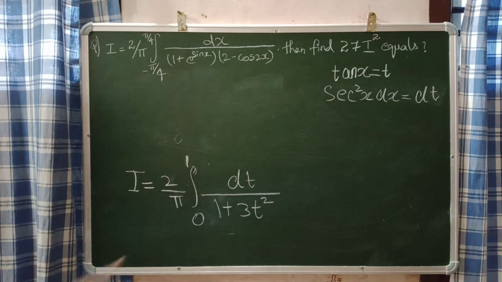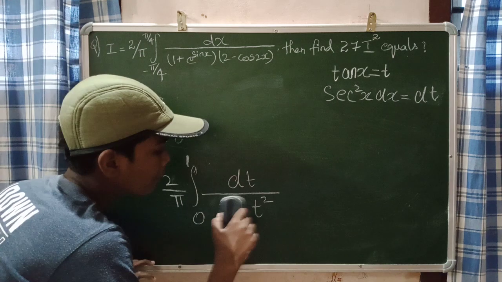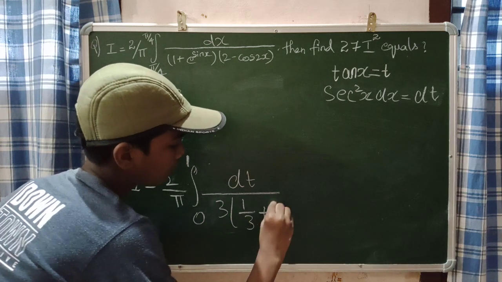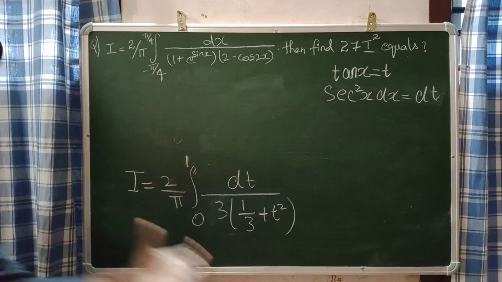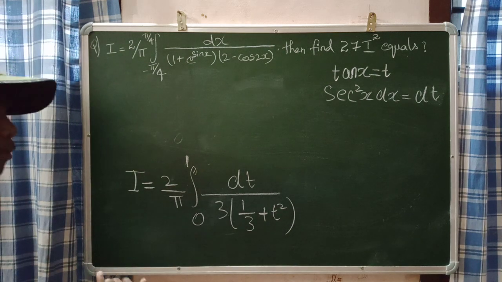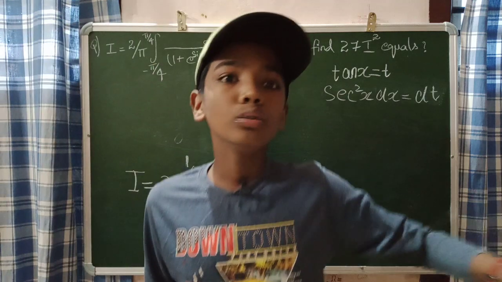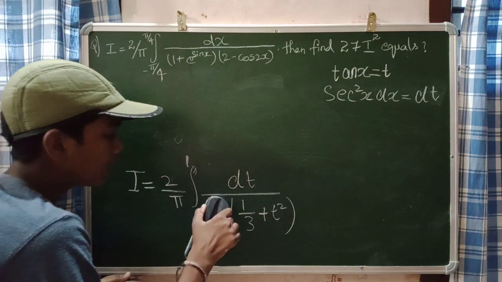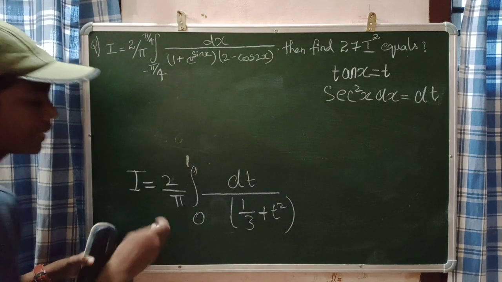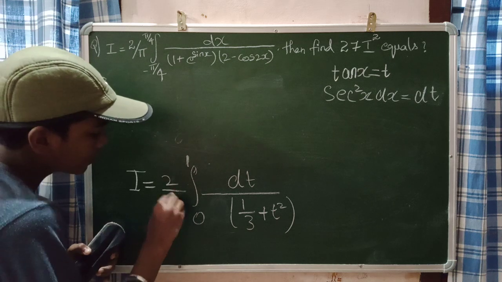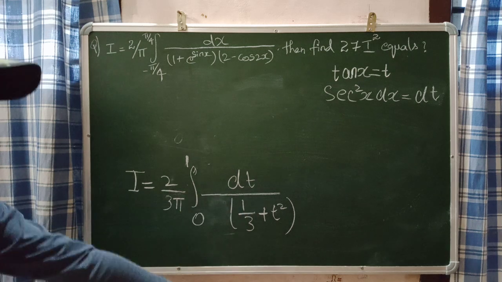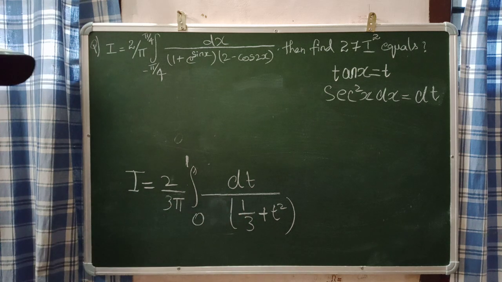Now listen carefully. In the denominator, I am going to take 3 common. When you take 3 common, you get 3 into 1 by 3 plus t square. Now I am going to take the 3 outside the integral itself. When I take 3 outside the integral, I get 2 by 3 pi.